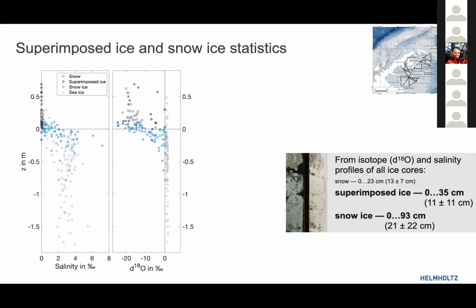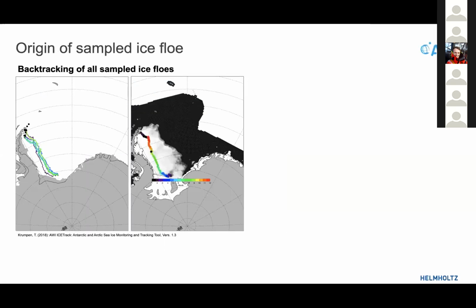When looking at that, it looked really, really big. So we thought, since we sampled those ice floes, it is of course also interesting to see where those floes came from. Thomas Krumpen from AWI has an ice tracking algorithm and tracked those floes back. They basically all came from the Filchner-Ronne area, and it seems they all took about a year. The color code in the right panel shows when they have been in which area.